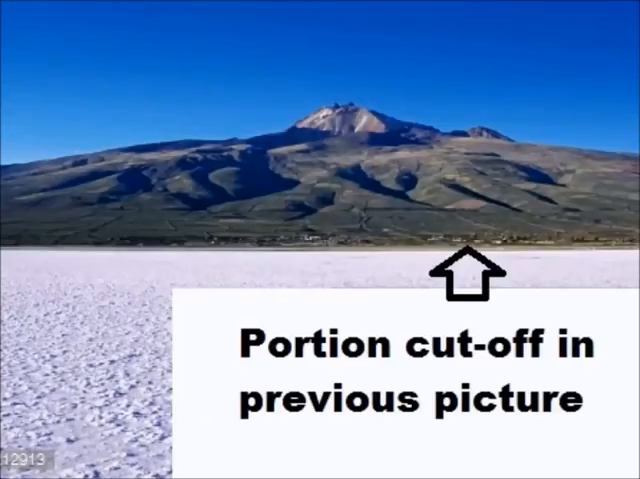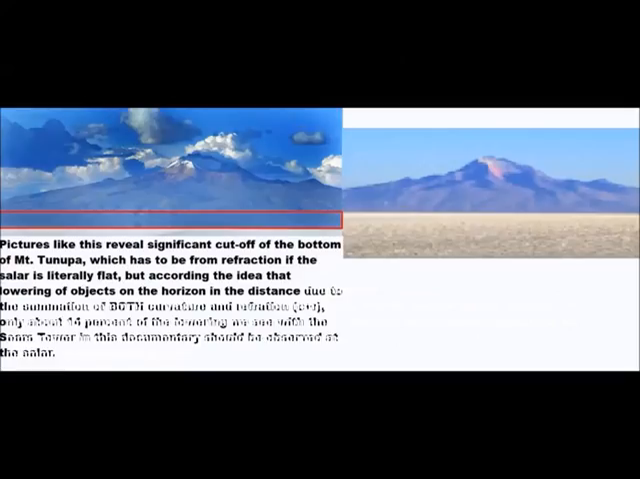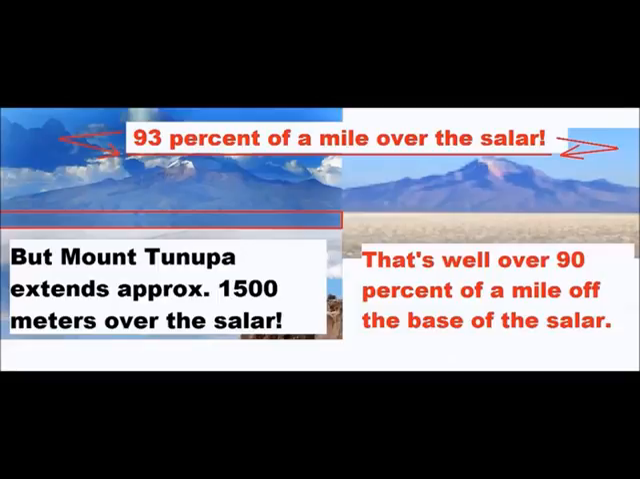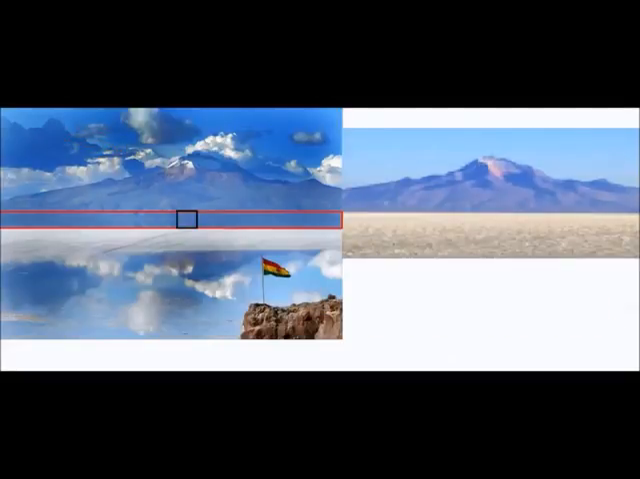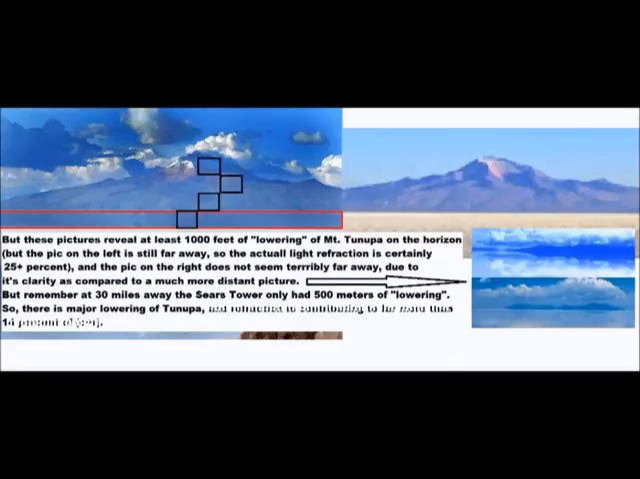There's the portion cut off. That's close up. From the sand there to the top, you're looking at 93% of a mile. Mount Tanupa extends 1,500 meters over the salar, over 90% of a mile. That means that there's about 25% of the horizon cut off in the picture on the right, which isn't even that far away. So there's significant lowering going on.